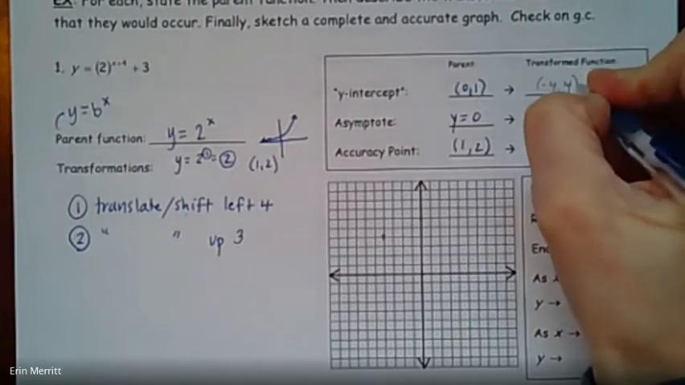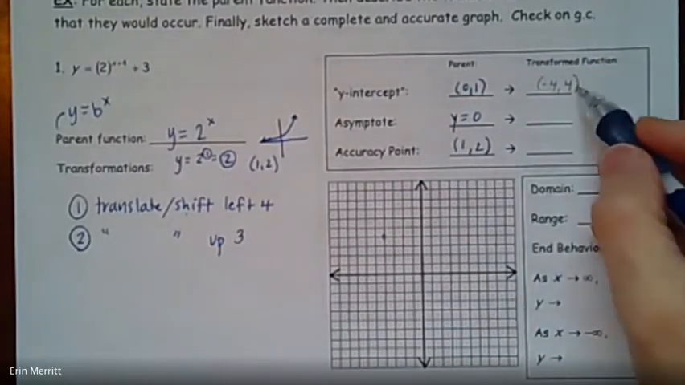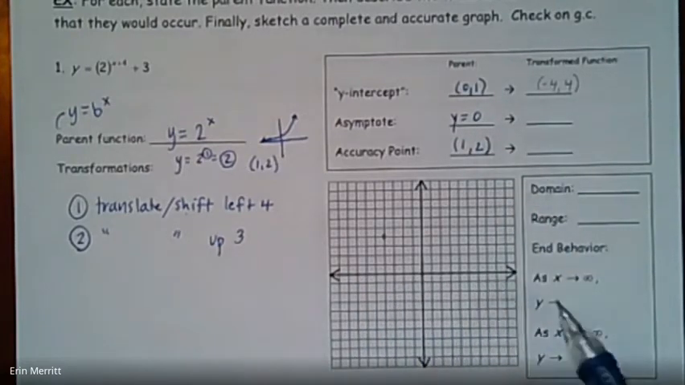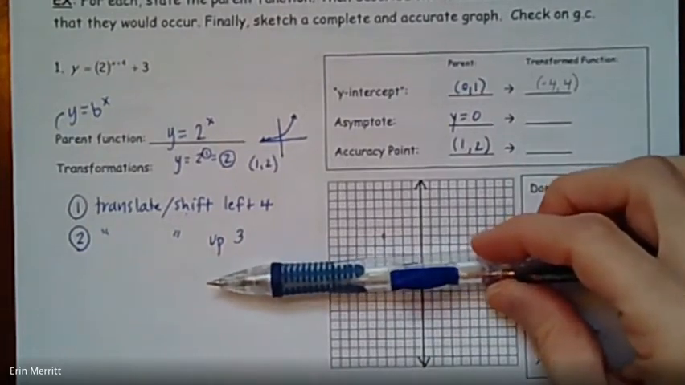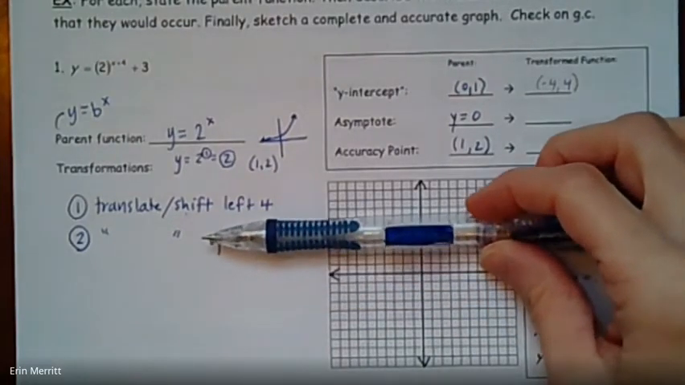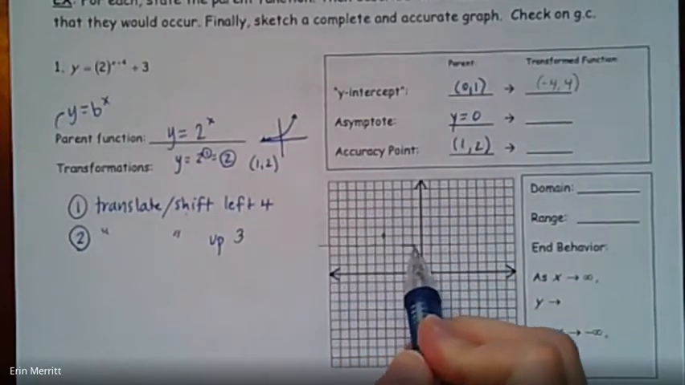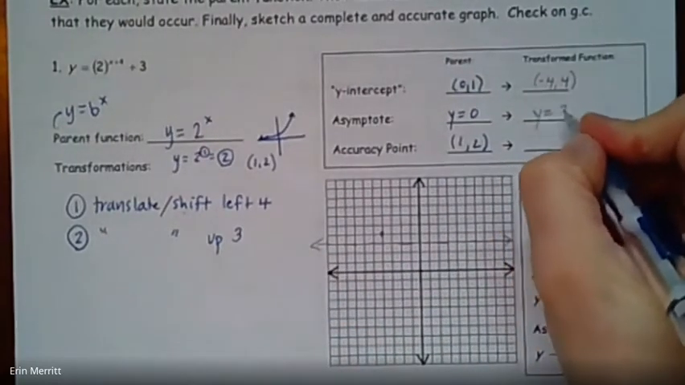So that's where the y-intercept will move to. So it's no longer a y-intercept, and that's okay. Right, the horizontal asymptote, the line y = 0. So if I have a horizontal line here, if I shift it to the left 4, it's still the same line. But if I shift it up 3, now it's a different line. That is now the line right here, which would be y = 3. So there's your new horizontal asymptote.